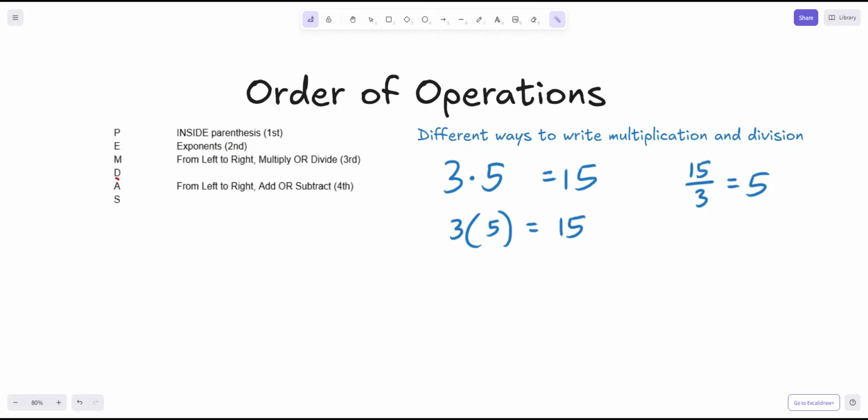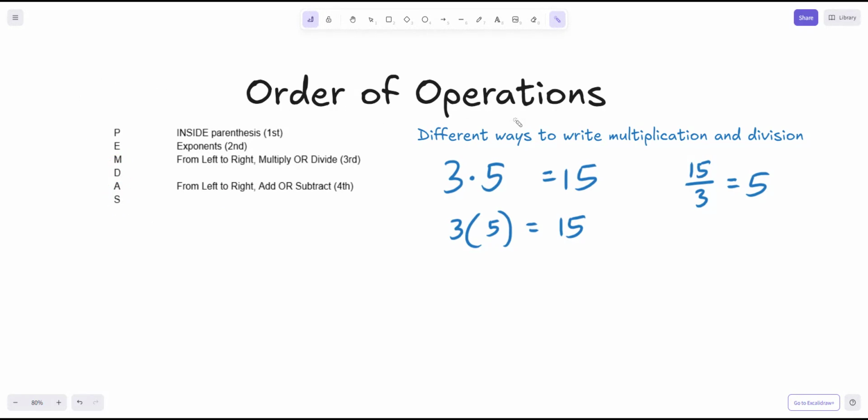And then the last two also the same, right? Addition, subtraction, also same priority. So the priority is left to right, whatever comes first. If subtraction comes before addition, from left to right, we do subtraction first. But again, multiplication and division have priority over addition and subtraction.